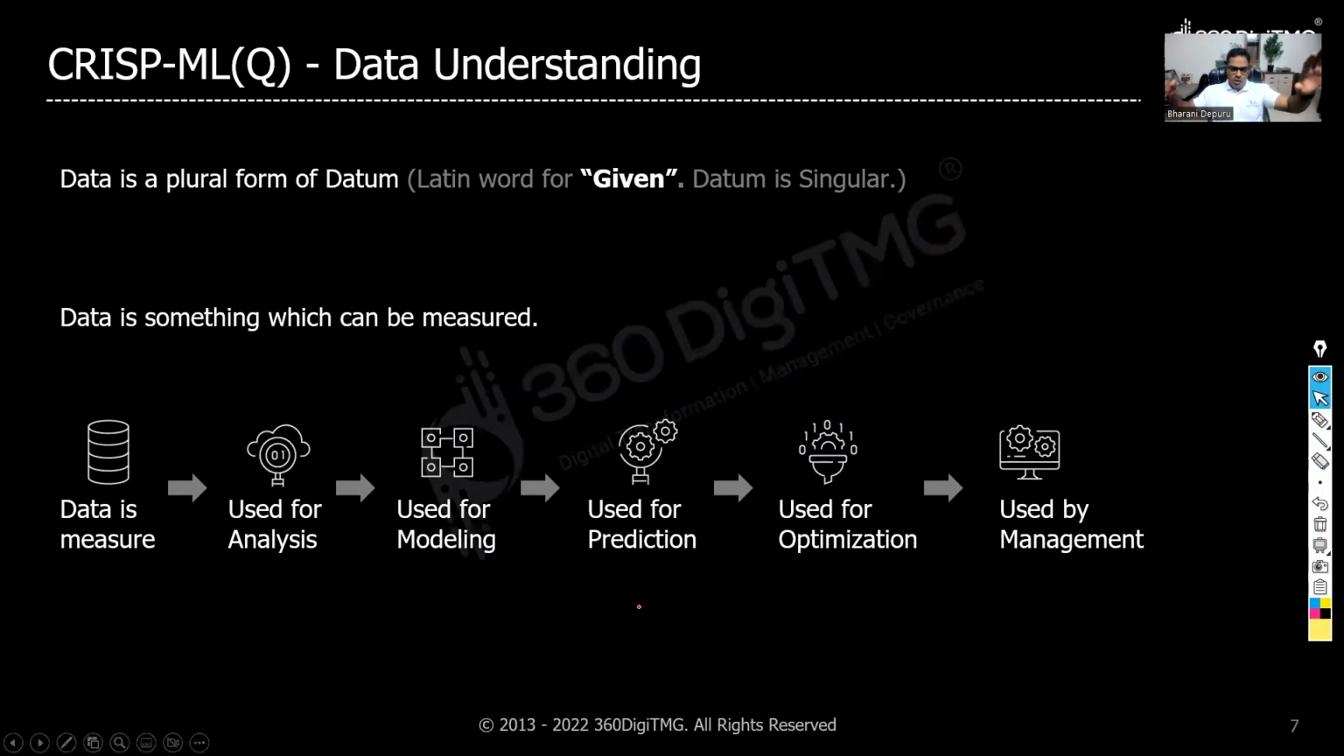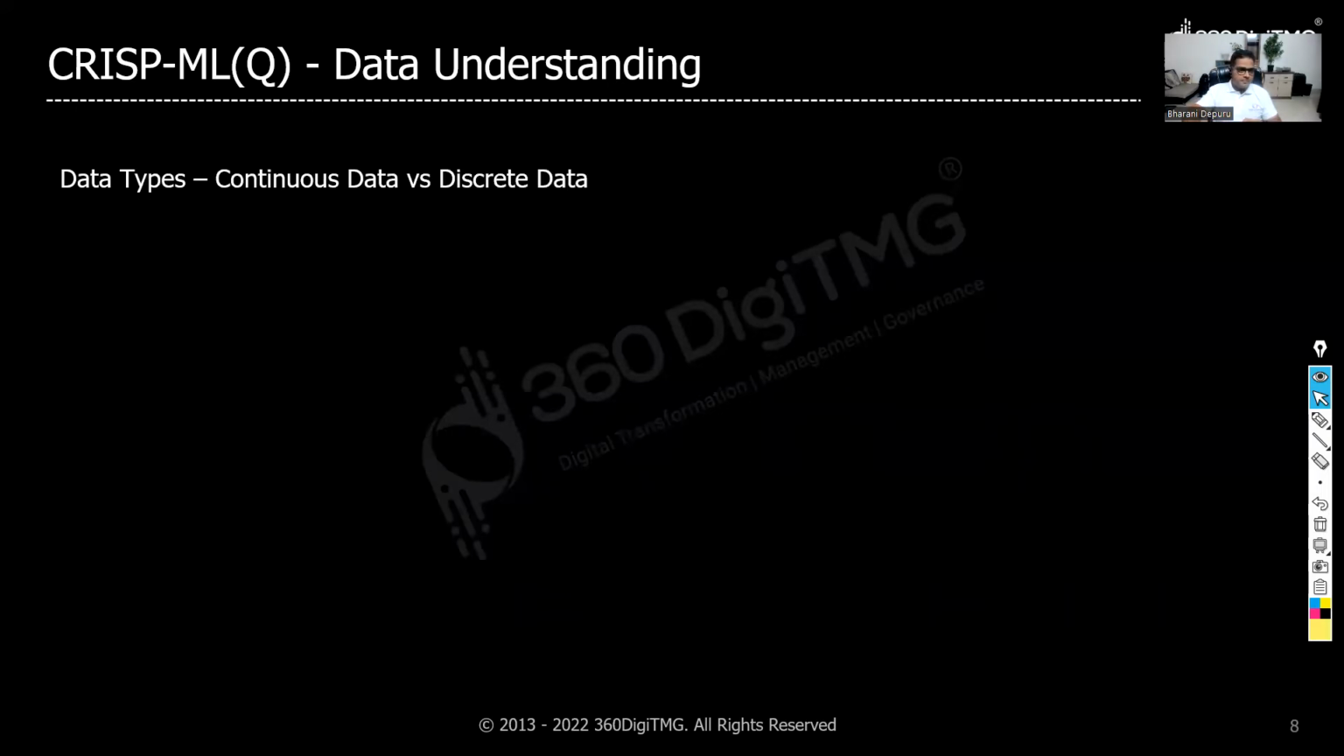Okay. All right. Now I understand the importance of capturing the data, analyzing it, and building the model. Oh my God, it's going to help the management a lot. But what data do I need to collect? For that, we need to understand the various data types. Primarily and predominantly, we have two data types. One is called continuous data, and another is called discrete data.